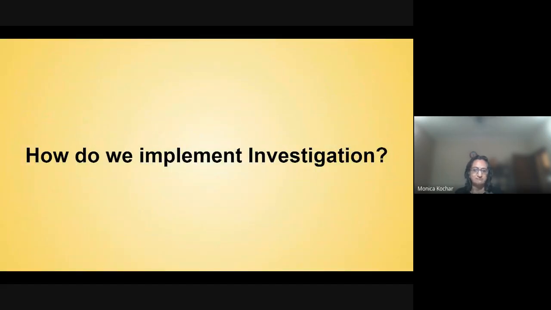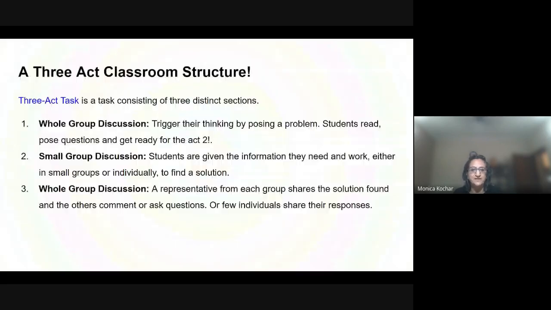Now, okay, investigations are great, definitions. How do we implement them? So implementing investigations, and I'll show you maybe snippets of classroom video and lots of examples. It's a 3-act work. Start with whole group discussion. Throw a problem at the kids.